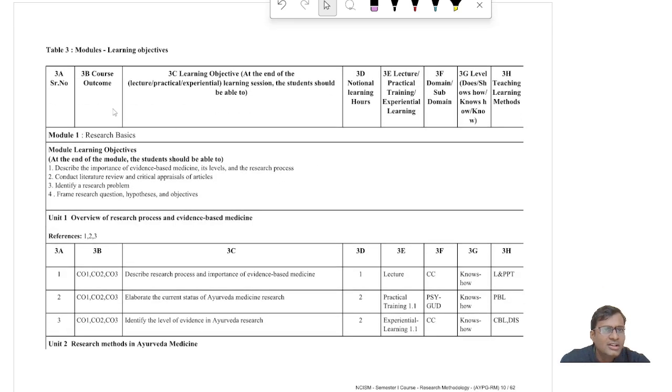Here Table 3 is explaining the modules' learning objectives. At the end of each module, what are the learning objectives? For example, here module 1, Research Basics.